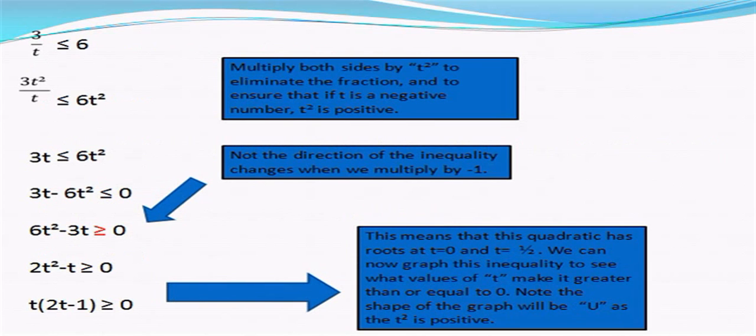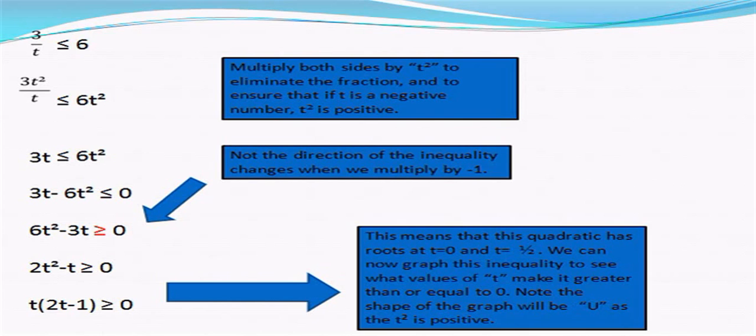Now there's a bit of a booby trap here. What most people would be inclined to do in this situation is to multiply across by t, but because we don't know whether t is positive or negative, we can't do this, because if it was negative it would change the direction of the inequality sign. So to get around this, we multiply both sides by t squared, because we know that t squared is always a positive number. Any number squared is always positive. Once we multiply across by t squared, we're left with 3t is less than or equal to 6t squared.